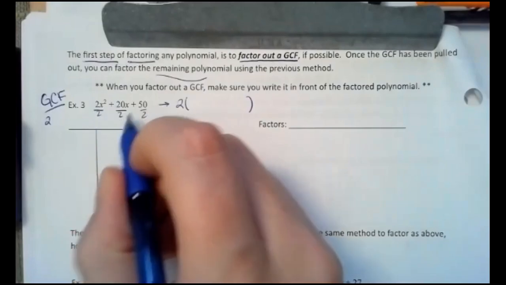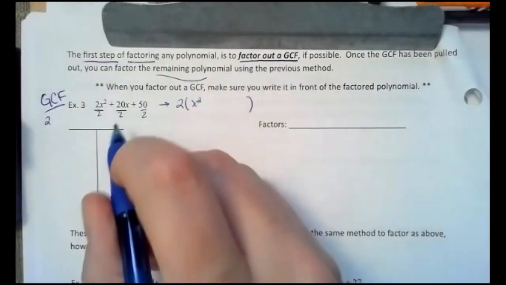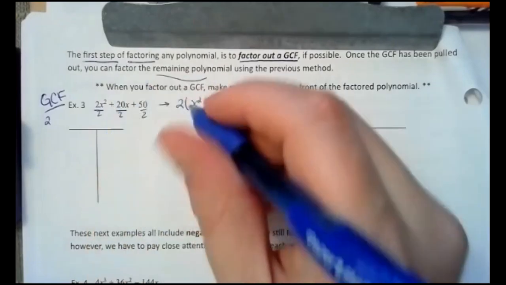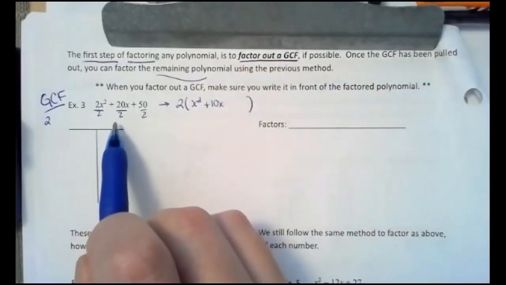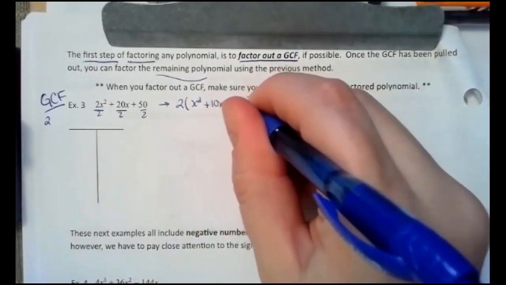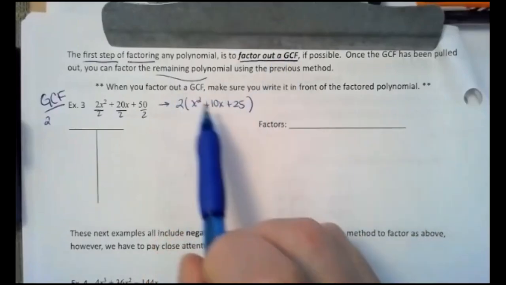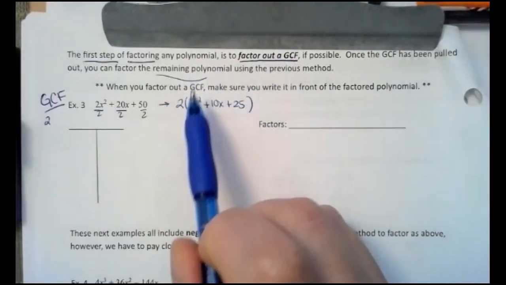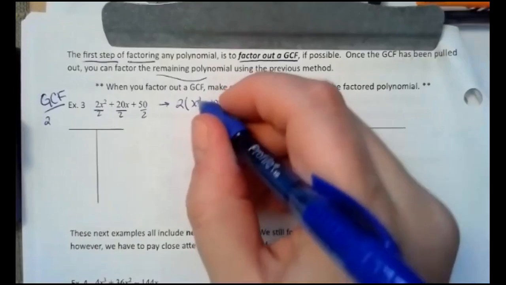Let's divide out a 2 and a 2 and a 2. So take away a 2 from 2x squared, it becomes x squared. Take away a factor of 2 from 20, and 20 turns into 10. So 10 what? 10x. Take a factor of 2 out of 50, it makes it 25. All right, so this is our factored form. We factored out our GCF. Now you can factor the remaining polynomial.